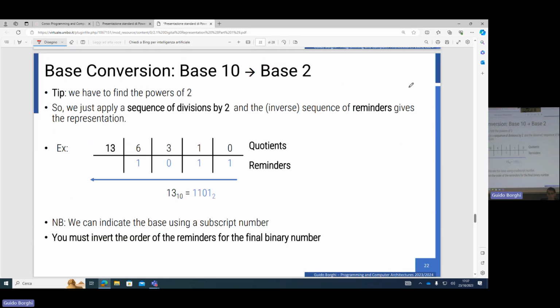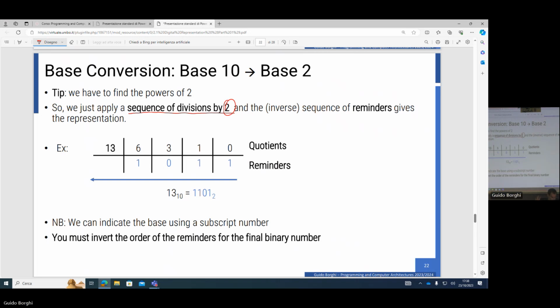Now is the turn of base 10 to base 2. Okay, we have seen base 2 to base 10. Now base 10 to base 2. Here the conversion is pretty simple since the idea behind everything is that we have to find the power of 2 inside the number that we want to convert. Okay, how is it possible to find the power of 2 inside the number? We can apply a sequence of divisions by 2. And then we can take the inverse sequence of the remainders to have the final representation.